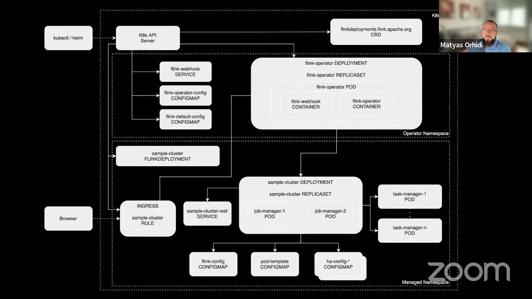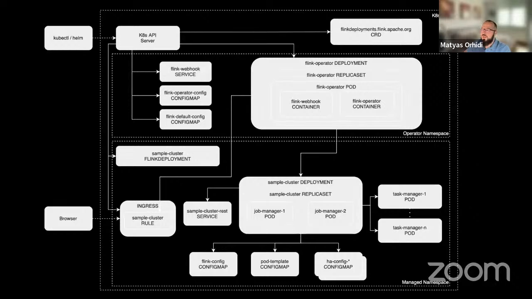The Helm chart creates a deployment for the operator, several config maps with default configurations, and a service object for the validating webhook. The Helm chart also deploys an important resource called CRD. This is the schema of the Flink deployment custom resource.